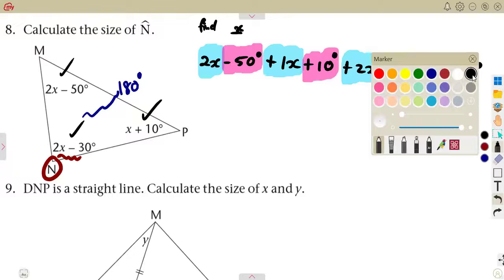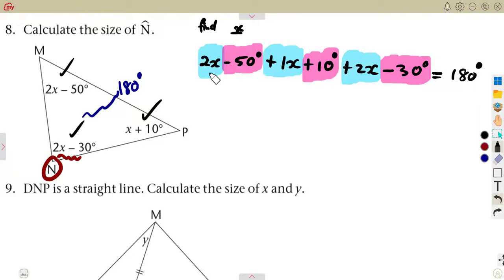All right, so let's start with the algebraic terms, 2x plus 1x. So 2 plus 1, which is 3. 3 plus 2, which is 5. So that was going to give you 5x. Or just add on your calculator 2 plus 1 plus 2, just like that. Okay, then we move on to the angles. There we have got a minus 50, a plus 10, and a minus 30.